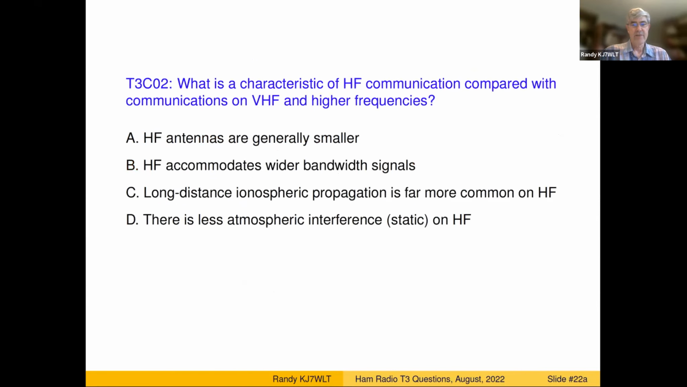So what's a characteristic of HF communication compared with communication on VHF or higher frequencies? Well, long distance ionospheric propagation is far more common on HF. And again, that's because VHF signals typically go right through the ionosphere, whereas HF signals are strongly bent, refracted, and often come right back to Earth.